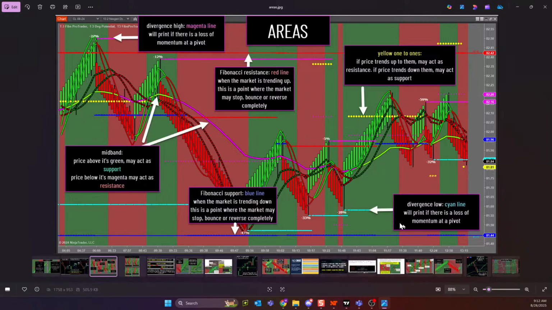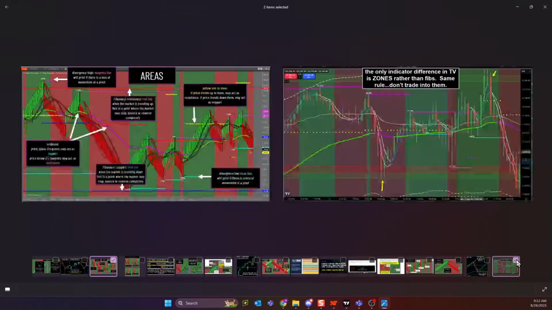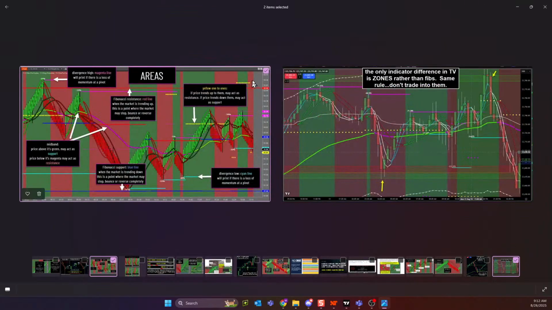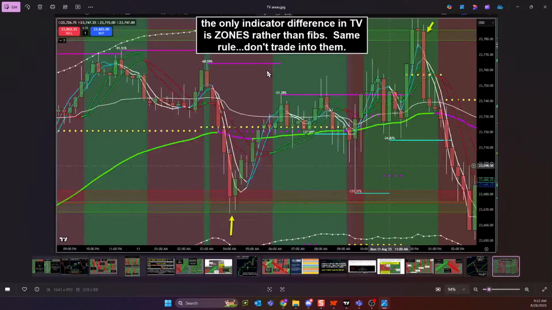Now, regardless of which platform you are on, you are going to have 95% of the same indicators. The only difference is on TradingView, instead of Fibonacci, most of you, I'm hoping all of you, will get those ChartPrime indicators, supply and demand zones, and guys, they're going to behave in the same fashion that Fibonacci will. When price is trading down, these are areas that can stop the market. When price is trading up, these become areas that can stop the market.